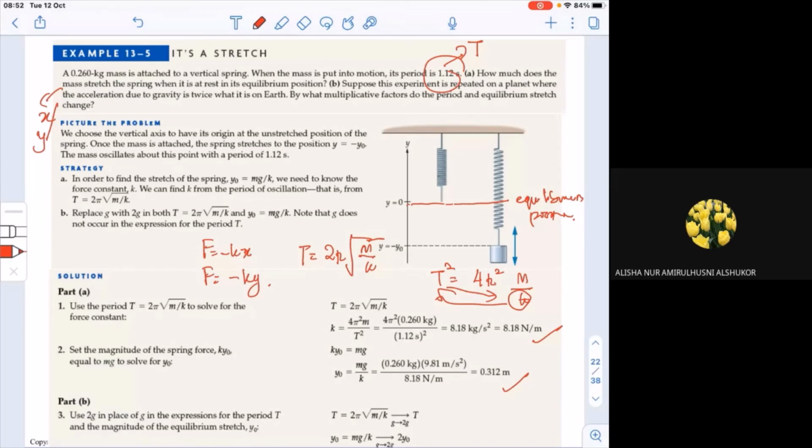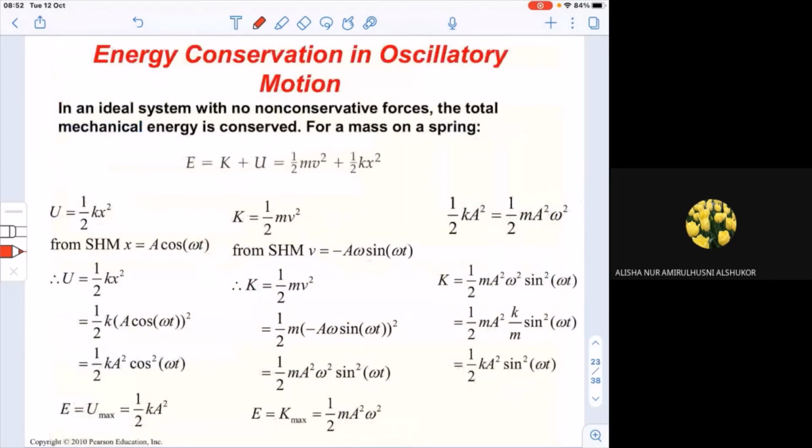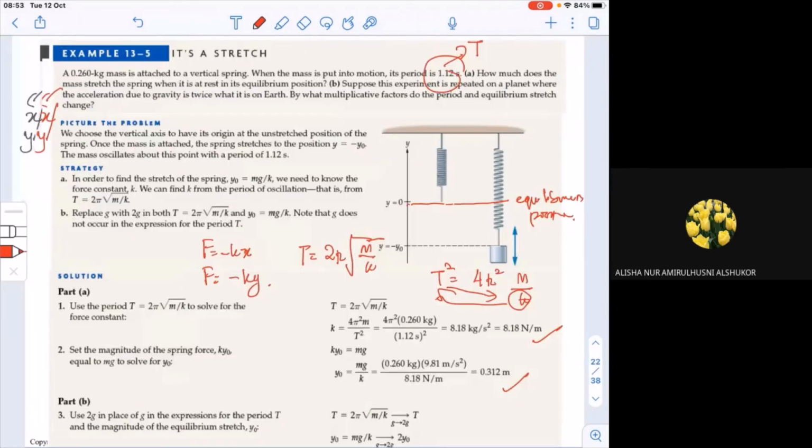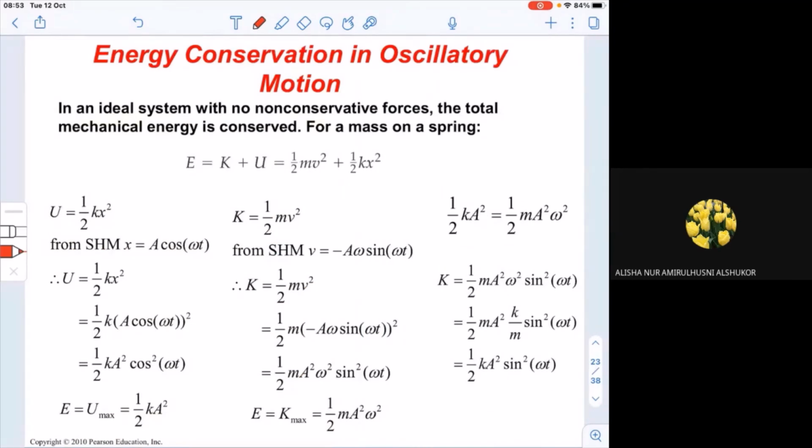Okay, so right now we move to energy conservation in oscillatory motion. But I want to take a break first, maybe 5 minutes or 2 minutes. You need to know this before we can proceed with energy conservation. All right, stay tuned.